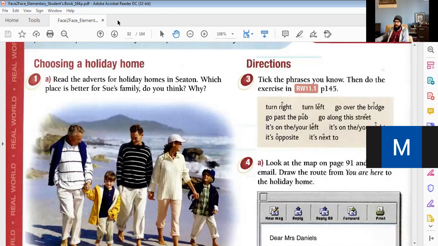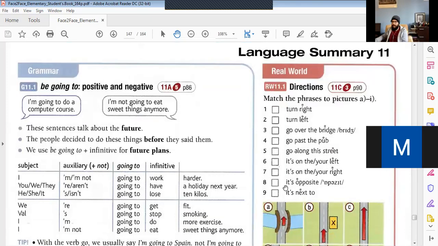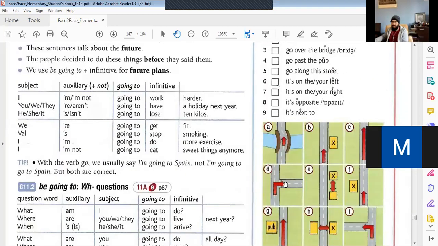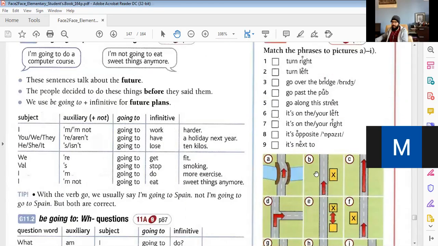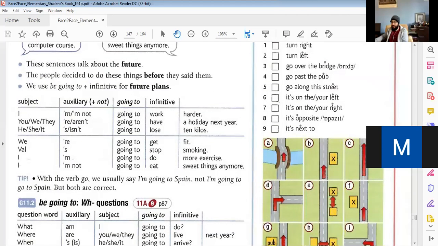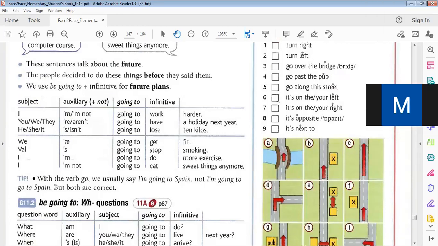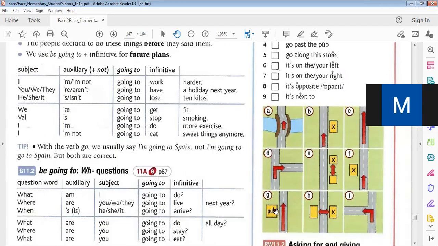And we also did the exercise on page 145. We talked about this. If you remember, we talked about the directions, how to find directions. We talked about the differences here. So we have over the bridge, it's on your right, go straight, or you can say go along this street, go along this road. So we talked about this.